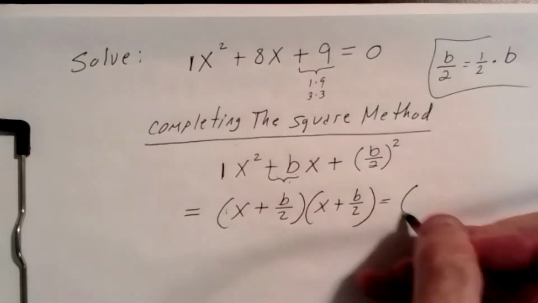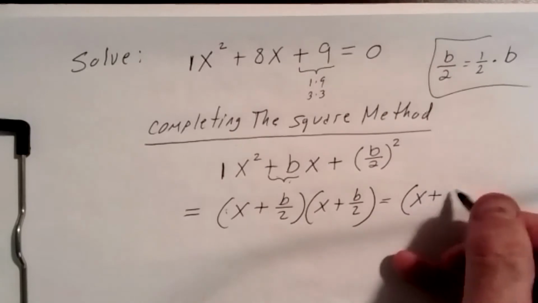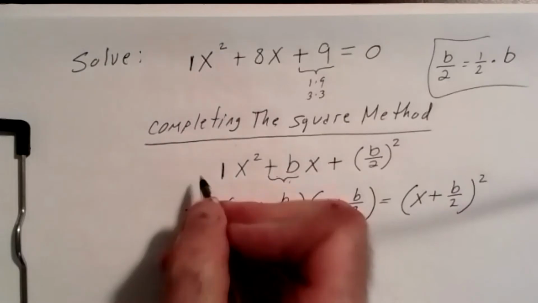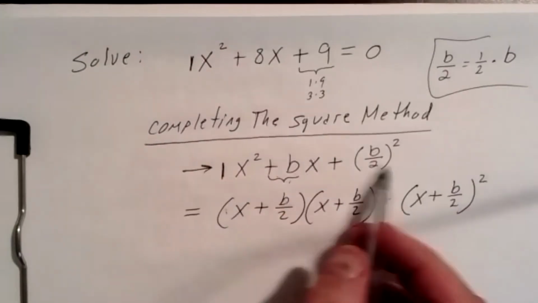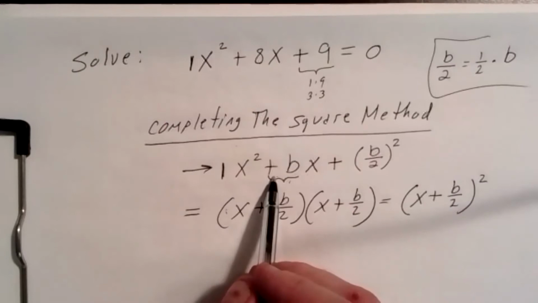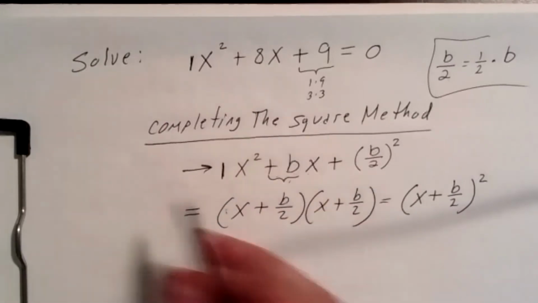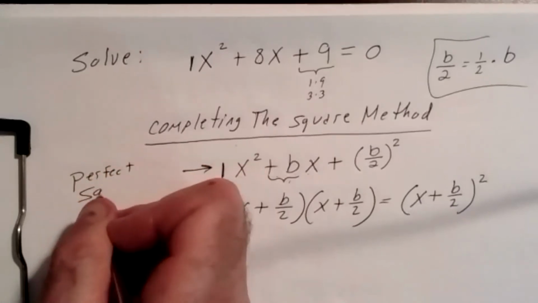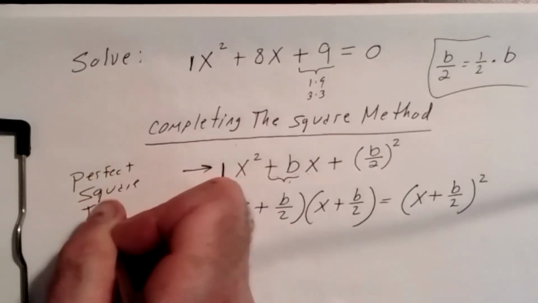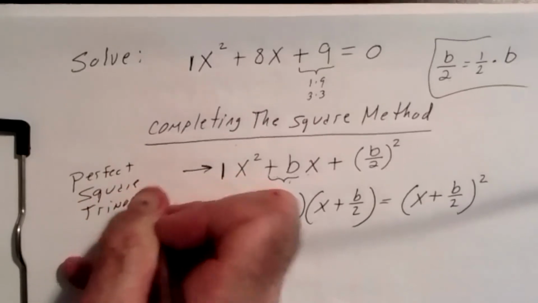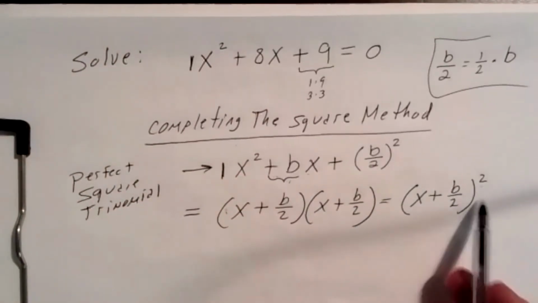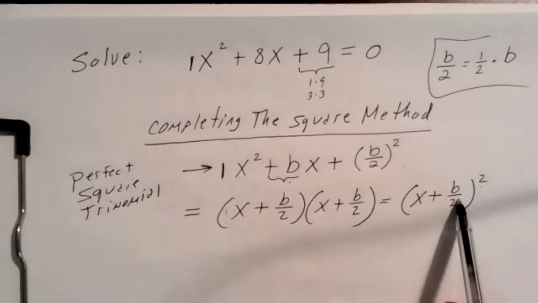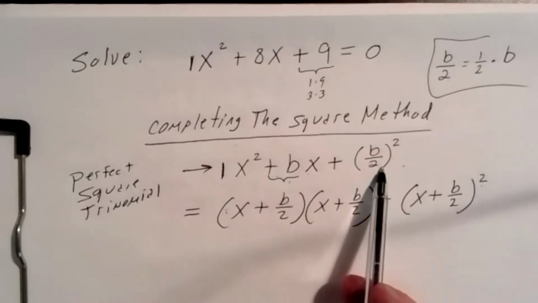In fact, since these factors are identical, we can write this in more compact form as (x + b/2) quantity squared. And for that reason, we call this trinomial we created by completing the square on this binomial a perfect square trinomial. Perfect square trinomial because it is the square of a binomial. This perfect square trinomial can be factored as a square of a binomial. That's why we call this a perfect square trinomial.